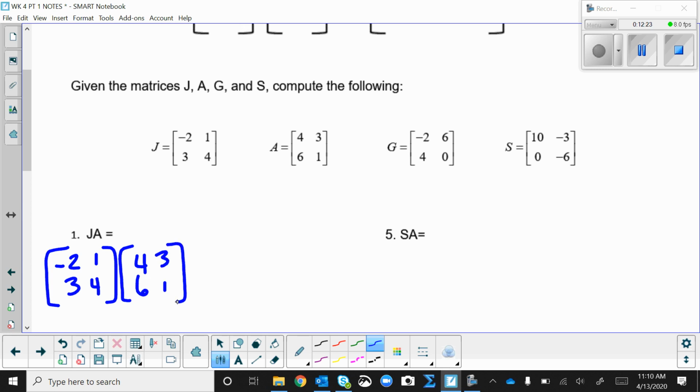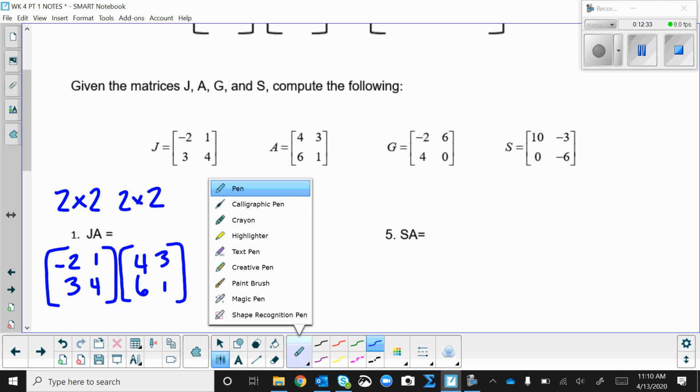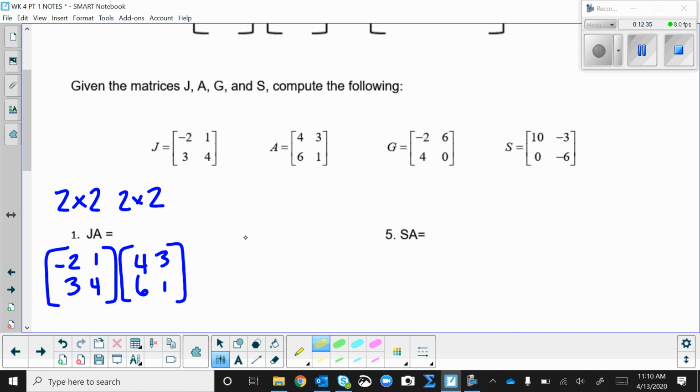Let's first talk about whether this is even possible. So J is a 2 by 2, and A is a 2 by 2. So I told you to look first here. Do the columns of the first matrix match the rows of the second? The answer is yes. Therefore, you can multiply. If they didn't match, we would not be able to do anything. We would just say you can't do it.